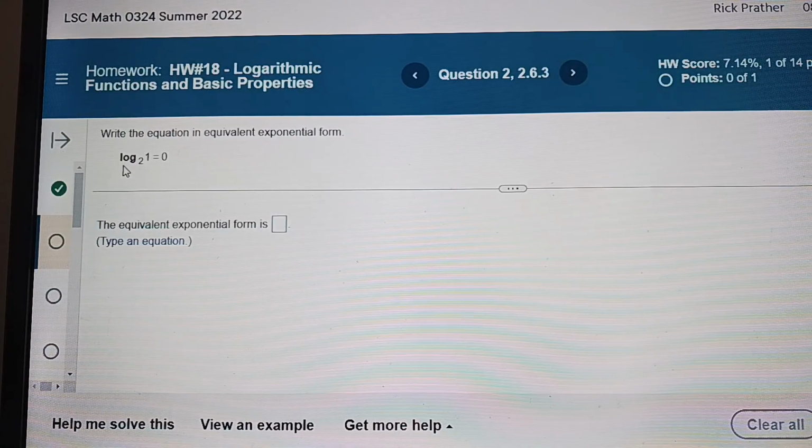So same deal. Log base 2 of 1 equals 0. So let me do it over here.